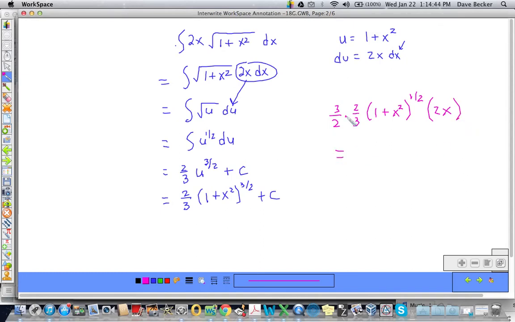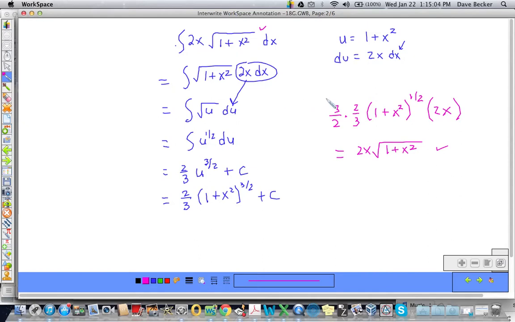I'm going to simplify this. 3/2 times 2/3 is equal to 1. And I can rewrite 1 plus x squared to the 1/2 as the square root of 1 plus x squared, multiplied by 2x, which I'll move up front. And I have this exactly. Okay.